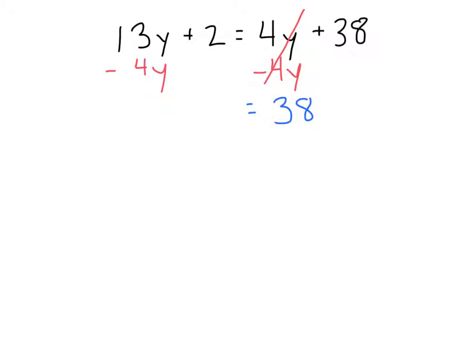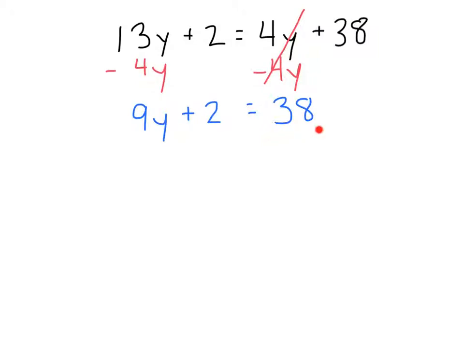Now, we have 13y minus 4y, which is equal to 9y. Then bring everything else down, so we have 9y plus 2. Now, so we moved all the variables over to the left side. Now we're going to move all the constants over to the right side.